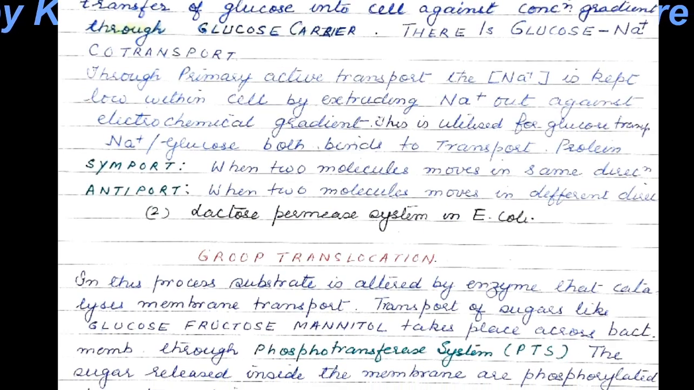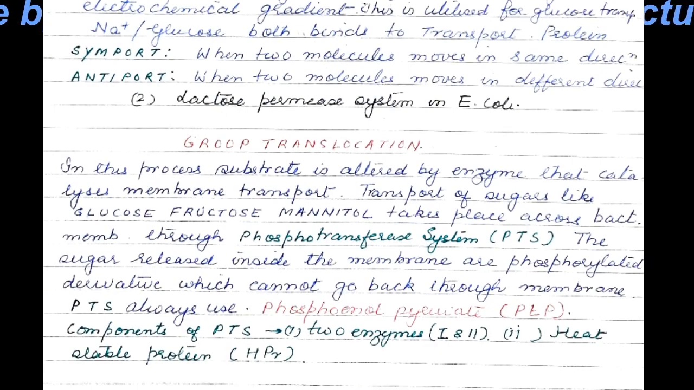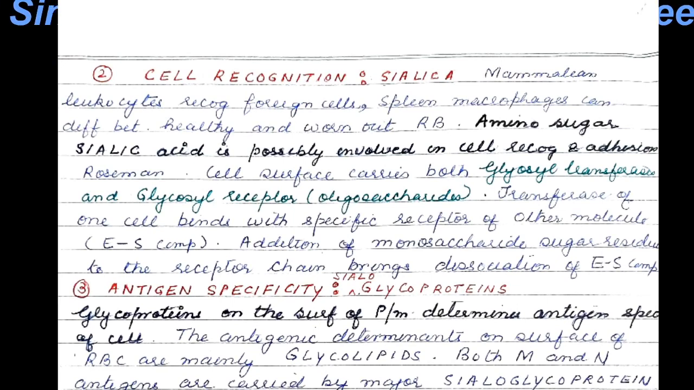The example is the lactose permease system in E. coli. You will read this in higher classes when you study the lac operon system. So these were the functions performed by the plasma membrane: osmosis, diffusion, and active transport.